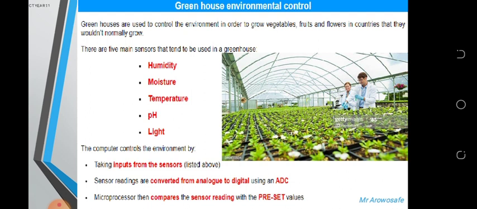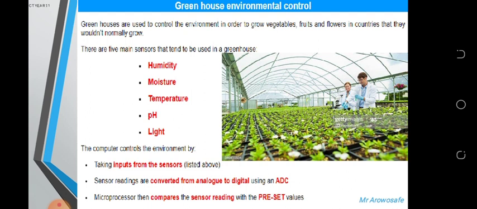So now let's move on. The next one is the moisture sensor. I've talked about moisture the other time. The moisture sensor is used to measure the volume or the content of water in the soil. Another example of moisture sensor is the soil moisture sensor, which is used to measure the volumetric water content of soil.